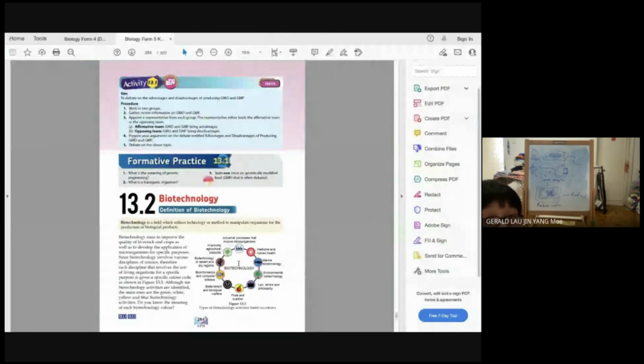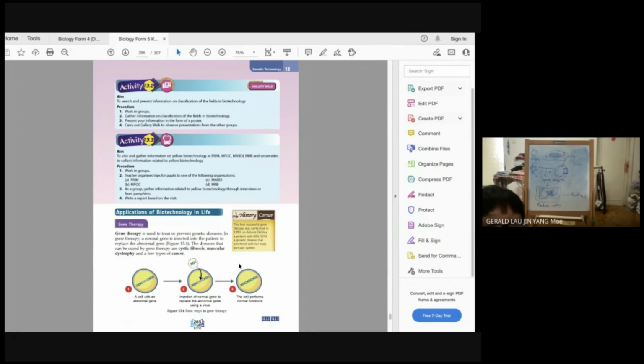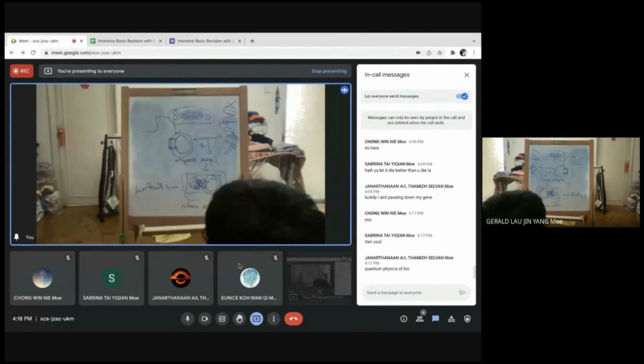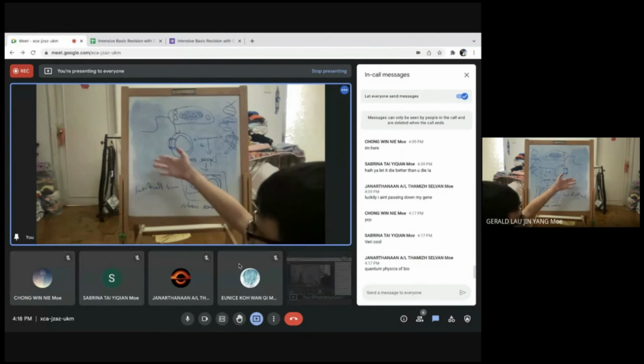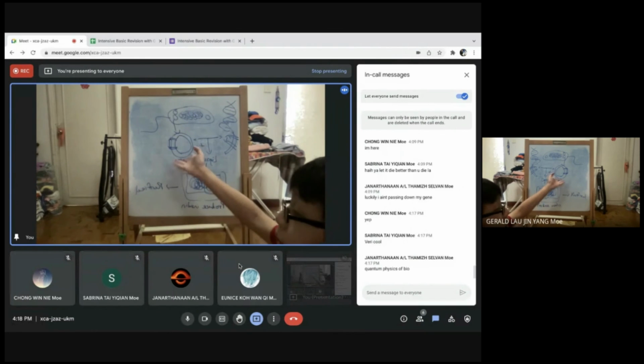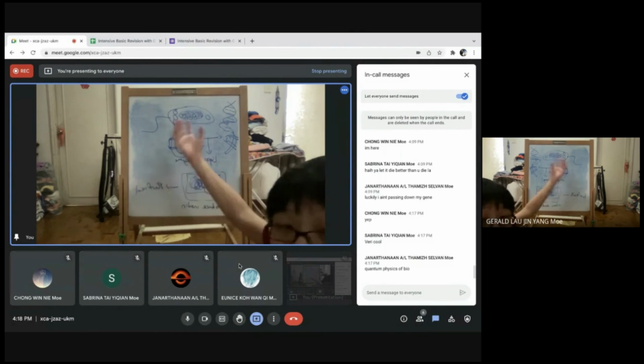Okay, so what is biotechnology? Biotechnology is a field which utilizes technology or method to manipulate organisms for production of biological products. Okay, that means let's say, maybe I want to produce something. This is an example: maybe I want to produce glucagon hormone, or like just now, the corn that is resistant against pests. All this.